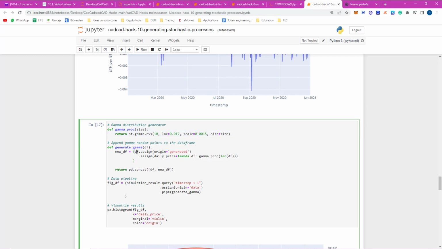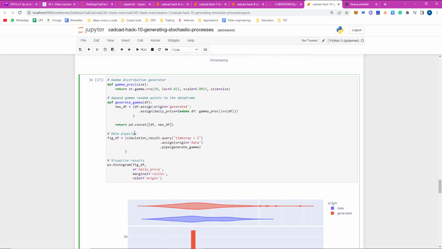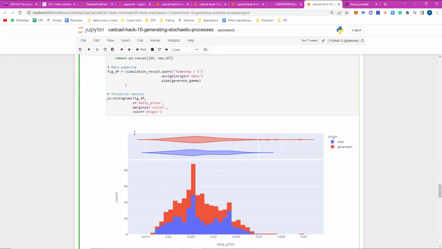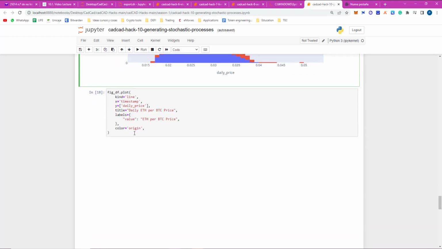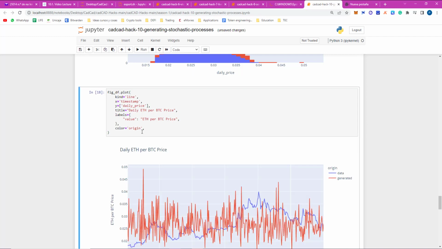So it is based on the data, because it takes the argument as the data frame, and then it just outputs. So wait a second, generate to. Could you scroll down? More. Onto the next cell. So to this plot. Yeah, I get you now.